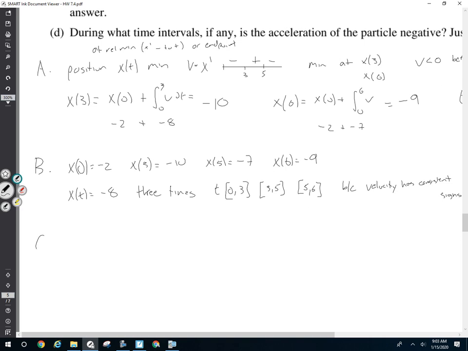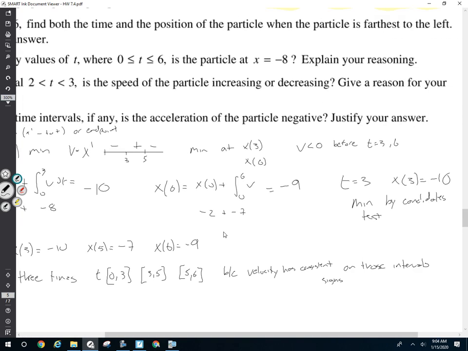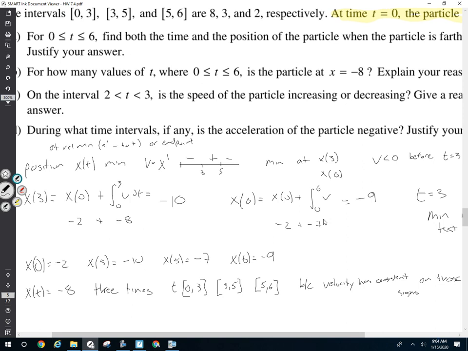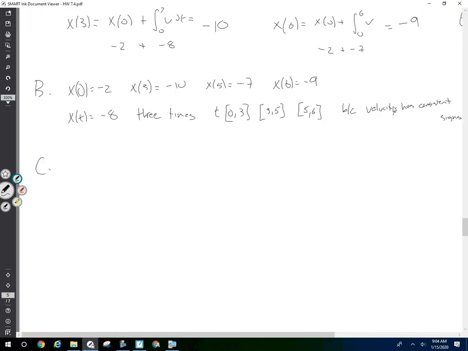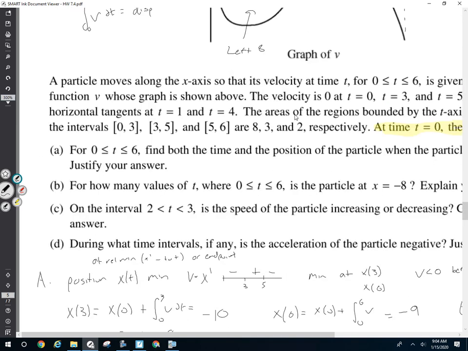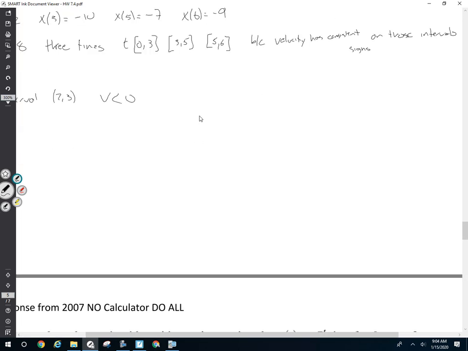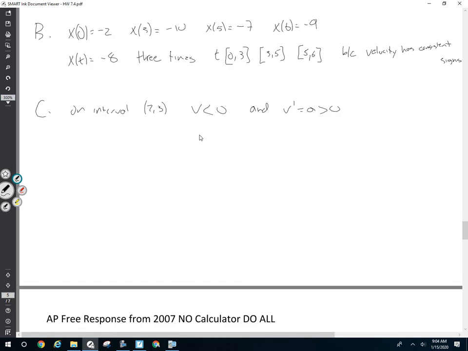Part C, is the speed of the particle increasing or decreasing from 2 to 3? So from 2 to 3, velocity is negative. However, the derivative of velocity, which is acceleration, is positive. Speed is decreasing. Signs of v and a are opposite.